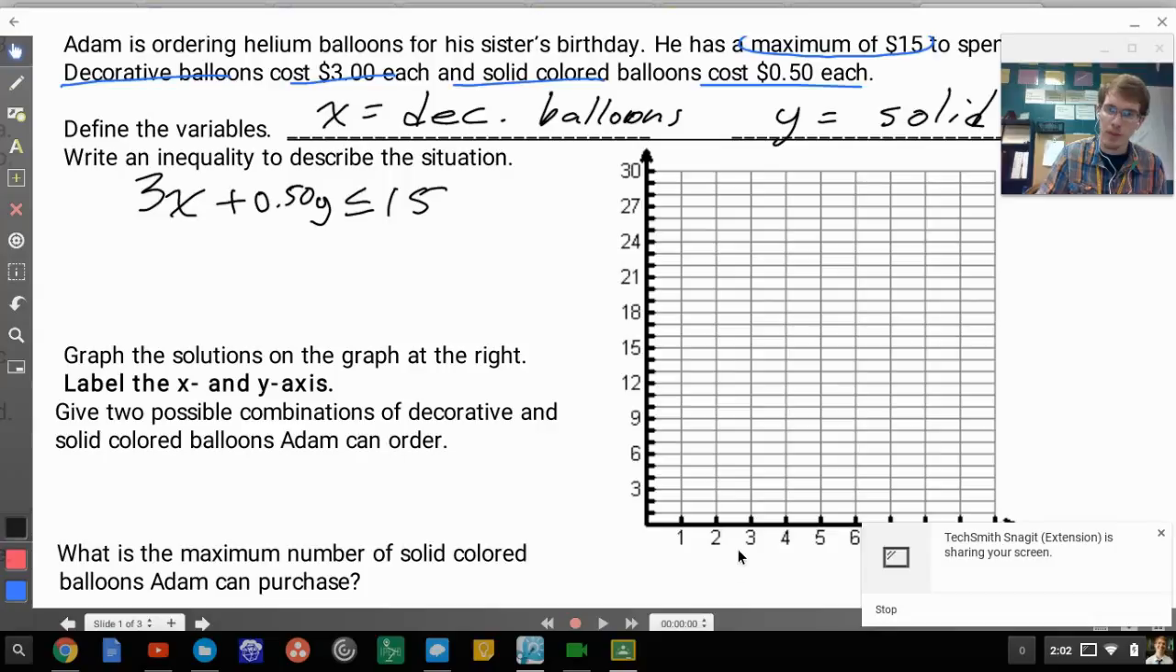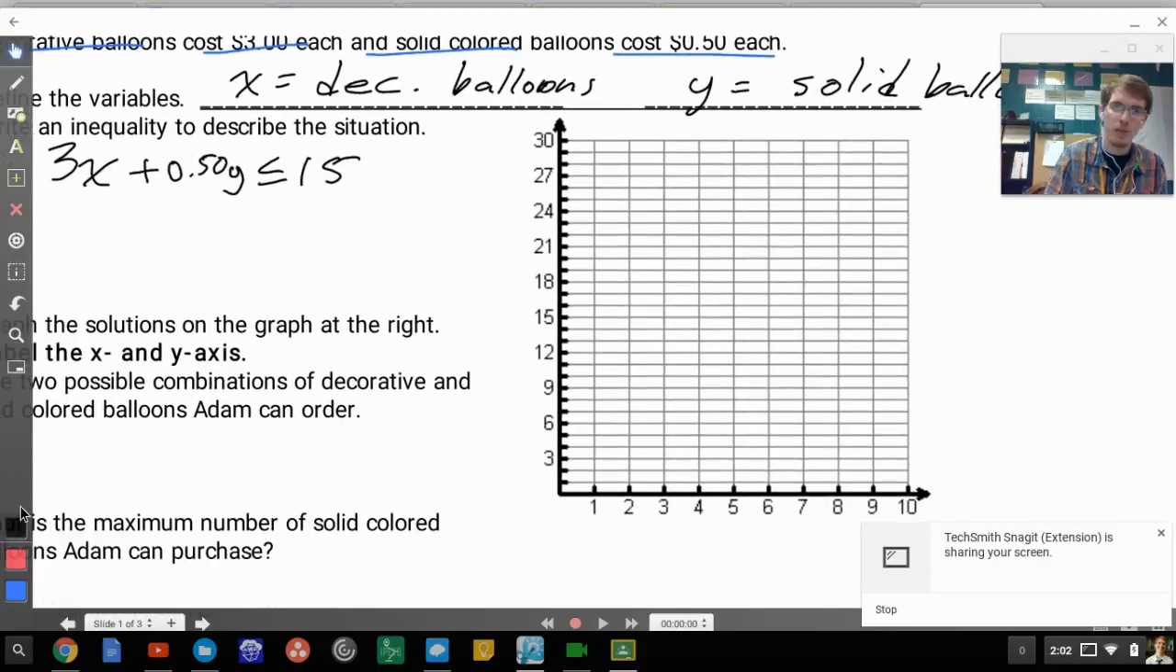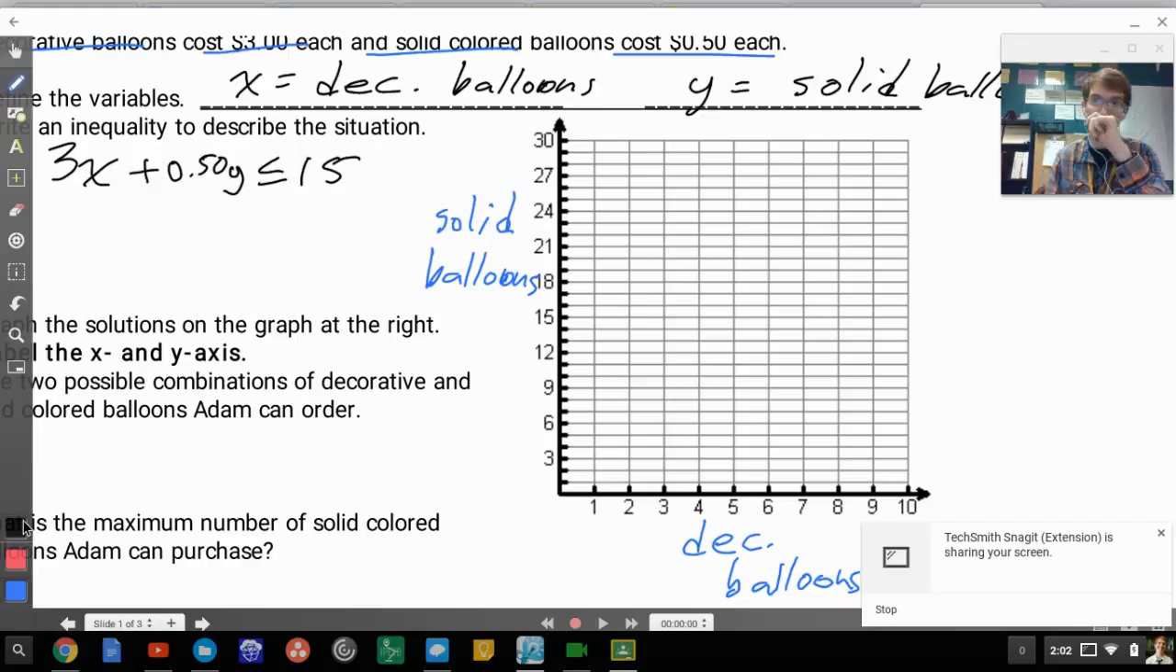We said x was decorative balloons, and we have the solid balloons. If you only had decorative balloons, they're $3 a piece, with $15 to spend. So if you were just going for that, you could get exactly 5 decorative balloons, and that'd be it, 5 balloons.